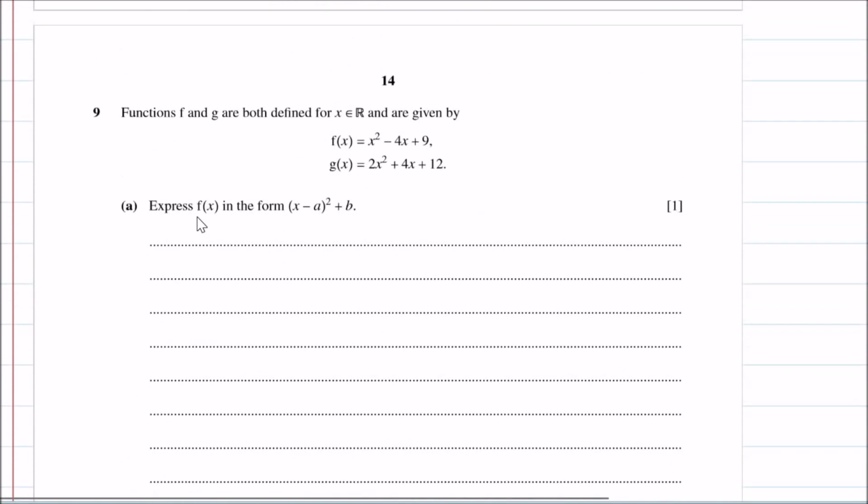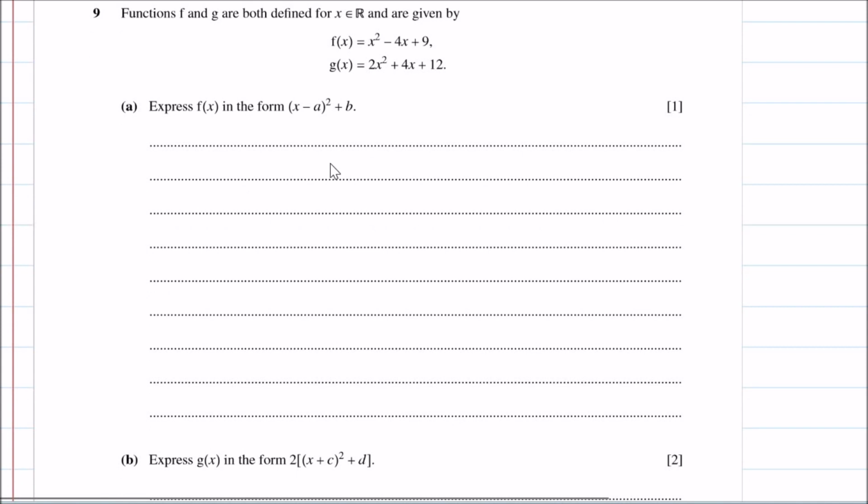Next. Functions f and g are both defined for x belongs to set of real numbers and are given by fx equal to x square minus 4x plus 9, gx equal to 2x square plus 4x plus 12. Express fx in the form x minus a whole square plus b. So we have to complete the square here.